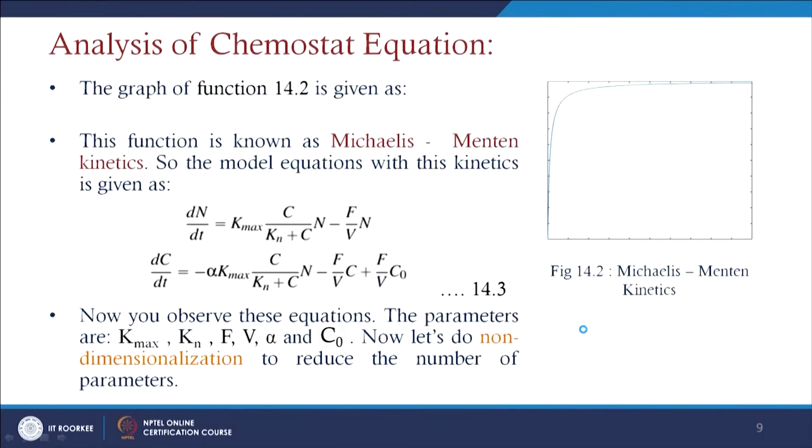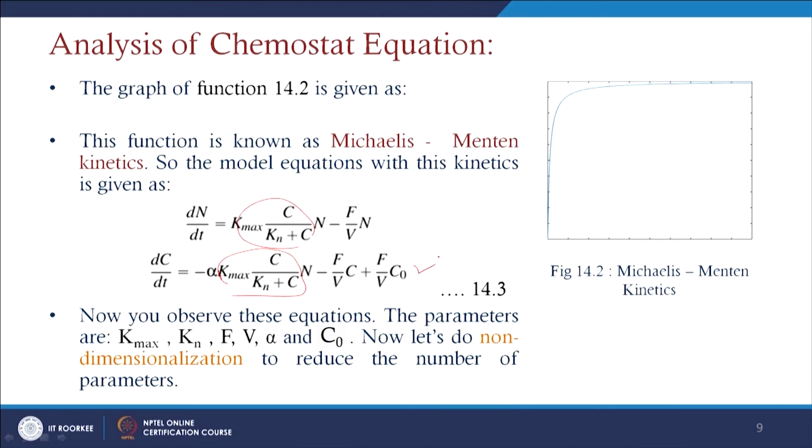So, it can be written as k replaced by k max into c by kn plus c, into n minus f by v n, and dc by dt can be written as minus alpha into k. So, that is k max c by kn plus c into n minus f by v c plus f by v c 0 here.